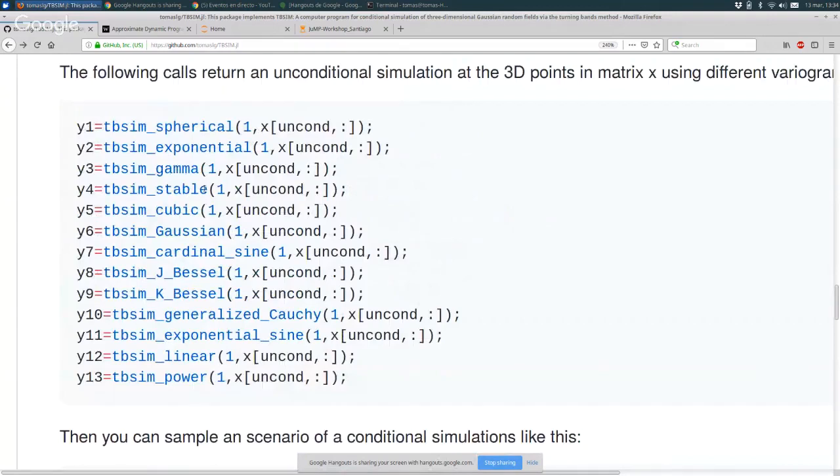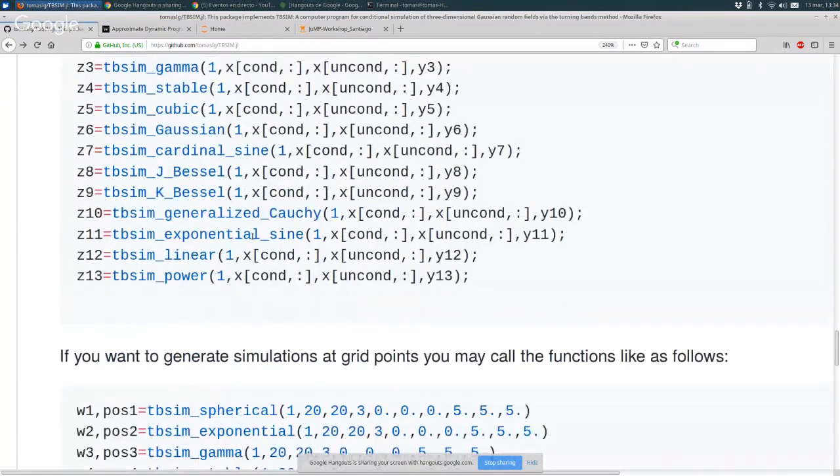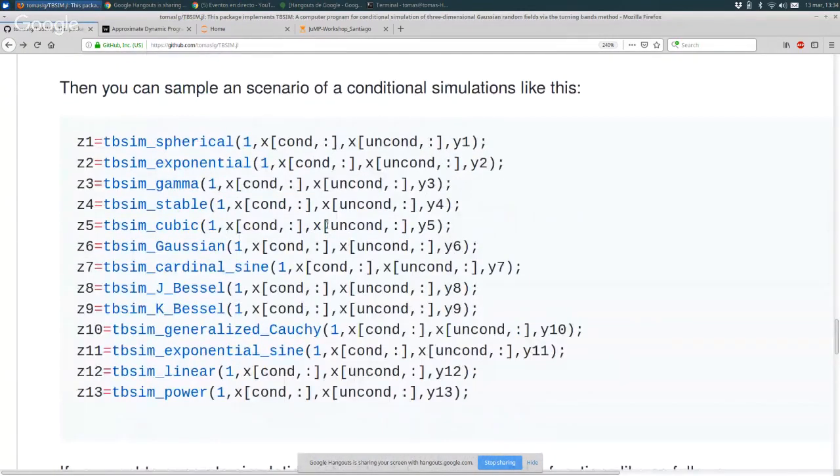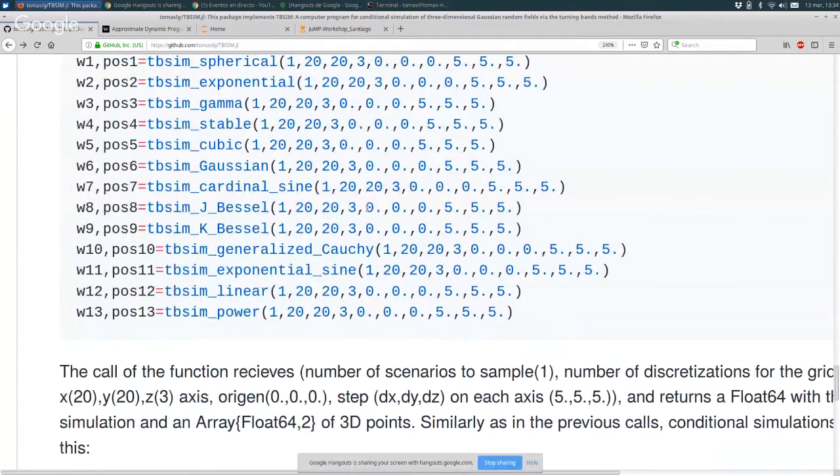Here I'm sampling one scenario at points in X. So if I give the matrix X, it's three-dimensional. This package gives you the values for the number of scenarios that you want for all the points. Then, conditioned on these points, Y, I can sample these set points, some new scenarios that are conditioned on the previous ones. Okay? And here you can also call the function, but with no points, and say how many points you want to sample, and if you want to average some of them in a single point, for example.